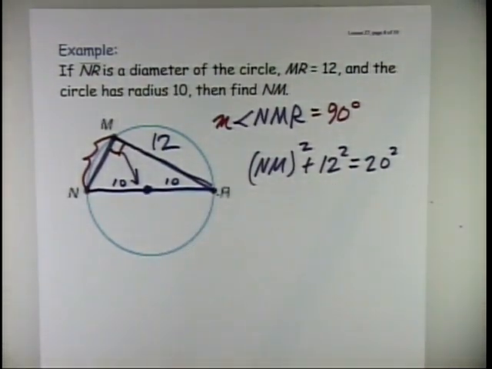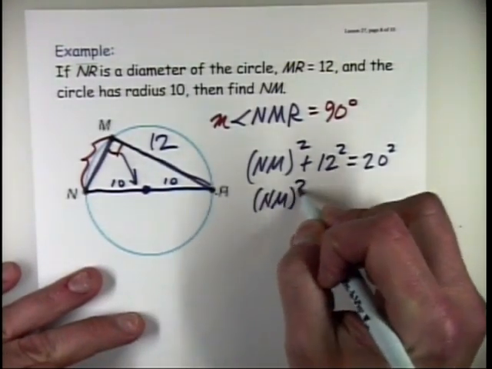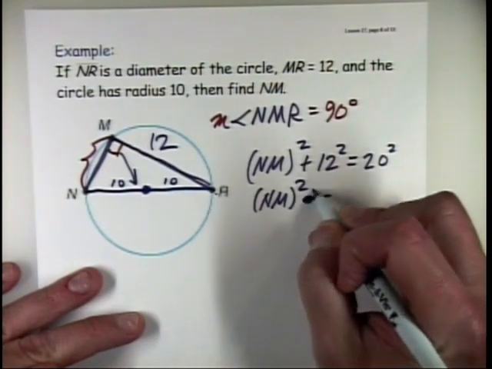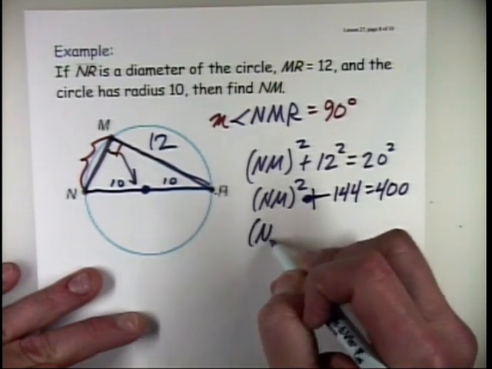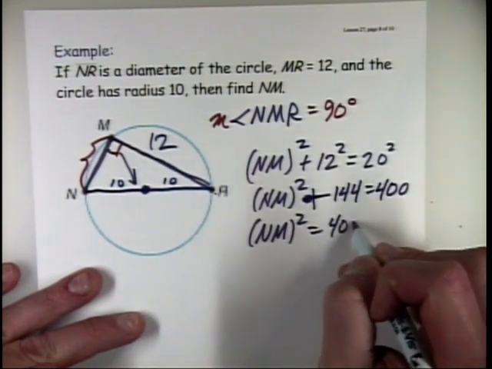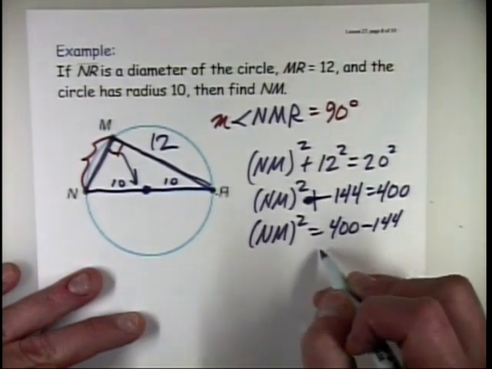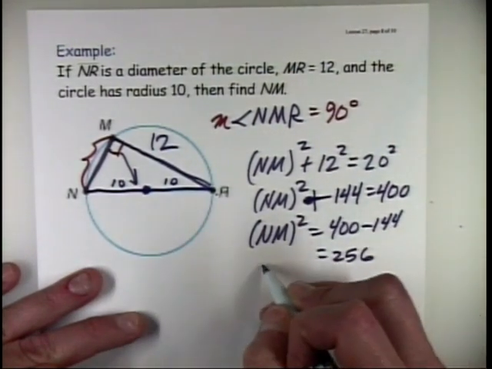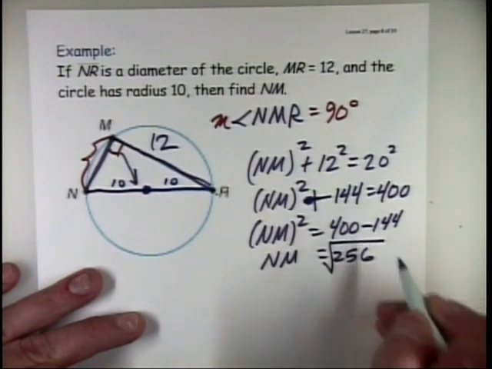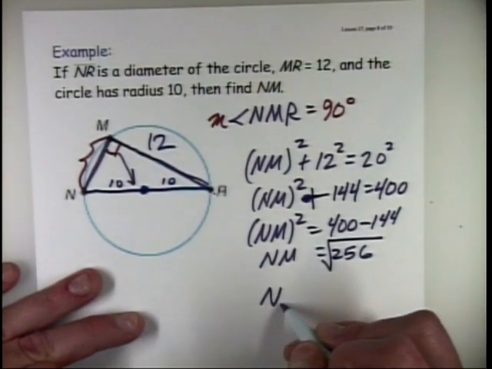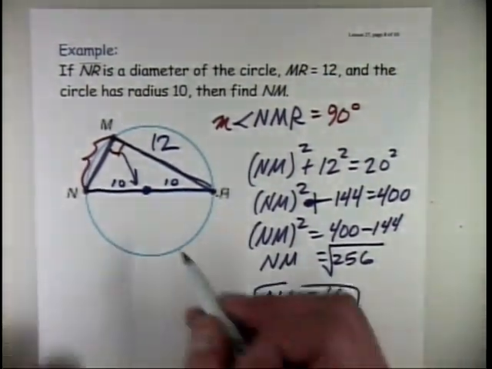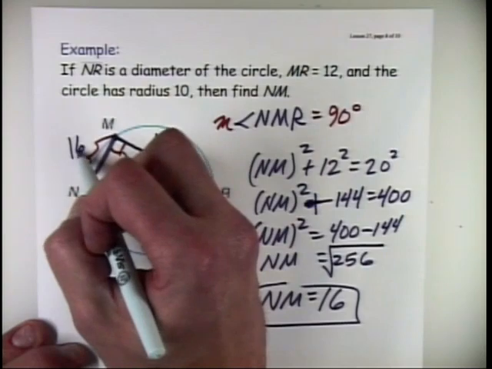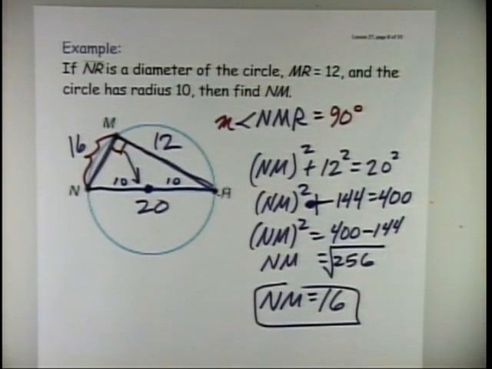Now we just have to do the math. If I square both numbers, I get NM squared plus 144 equals 400. Then I subtract, so NM squared equals 400 minus 144, which is equal to 256. If I solve for NM by taking the square root of both sides, the measure of NM is 16 units. So I have a right triangle that's a 20 by 12 by 16, and that's using the special property.